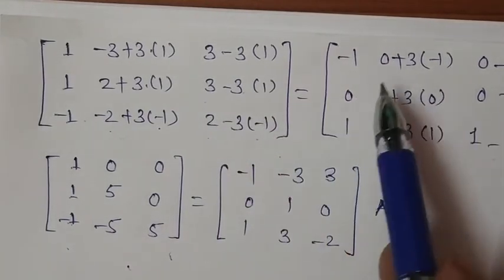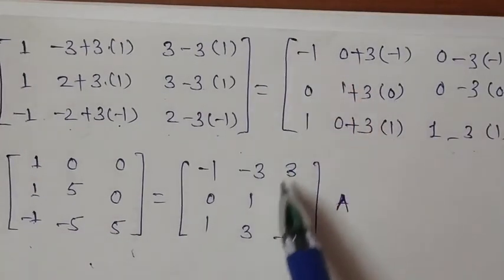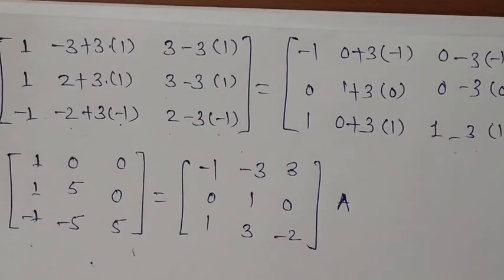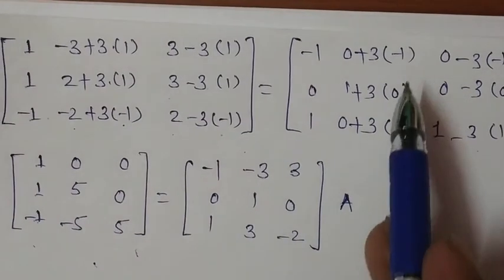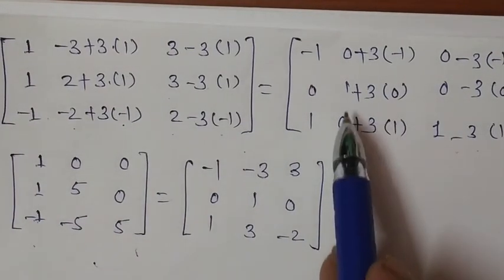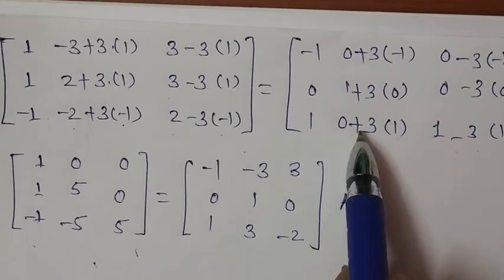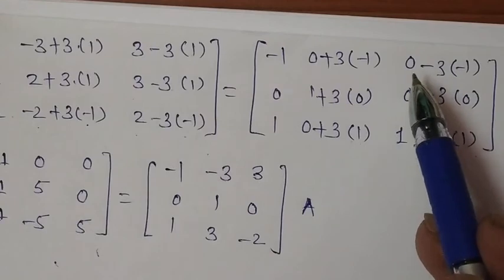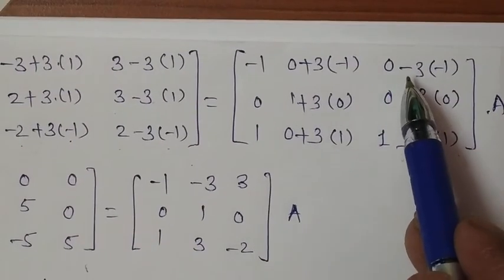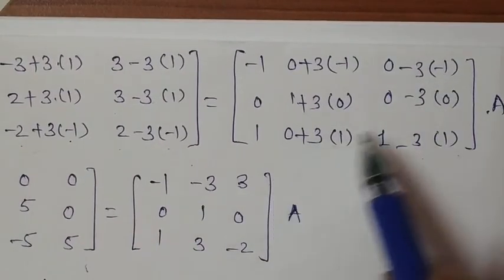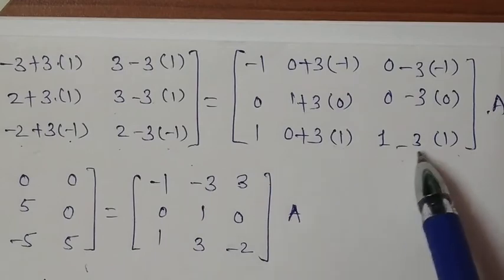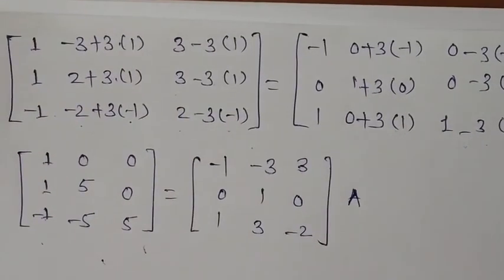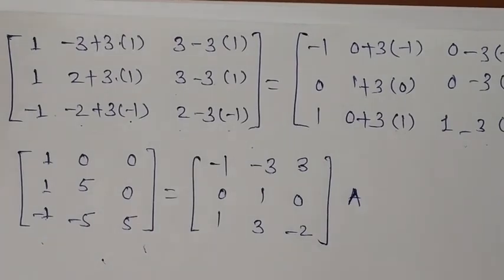Here, in the same way, the first column remains steady. 0 minus 3, that is minus 3. 1 plus 3 times 0, that is 1, and 0 plus 3 times 1, that is 3. Same, the third step is what? 0 minus minus plus 3, that is 3. 0 minus 0 is 0, and 1 minus 3, that is minus 2. So this is the second column here. Now the first and second steps are completed.